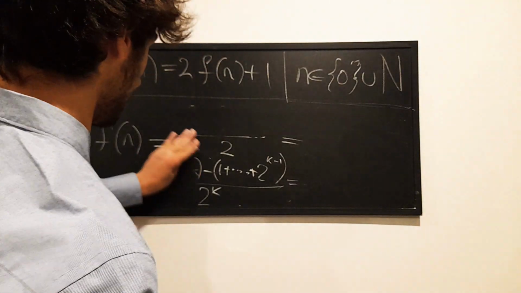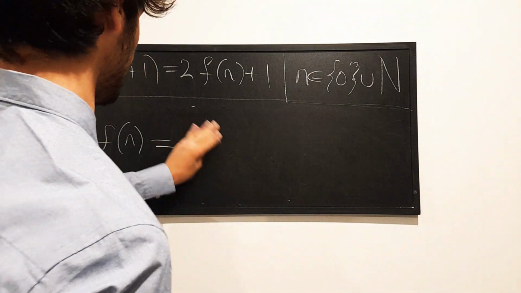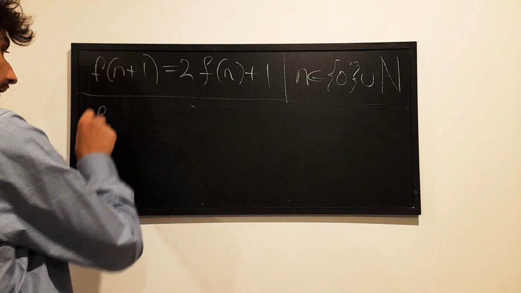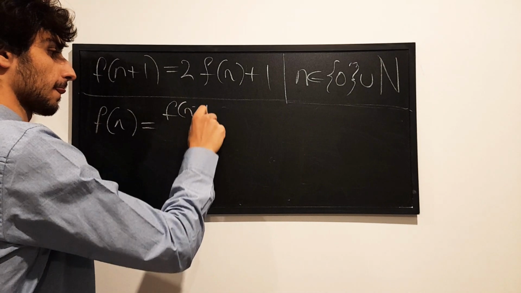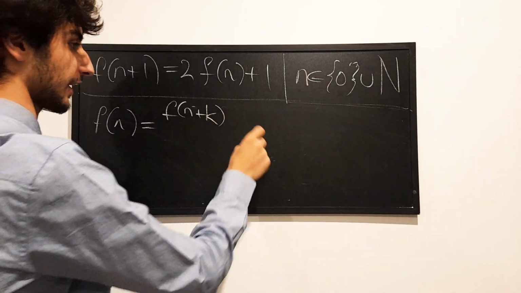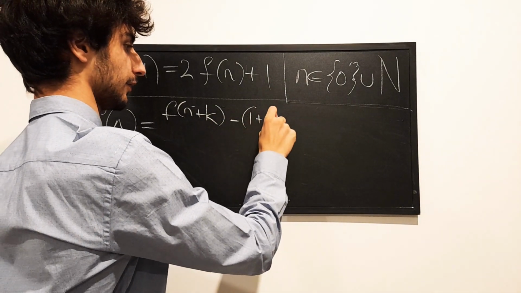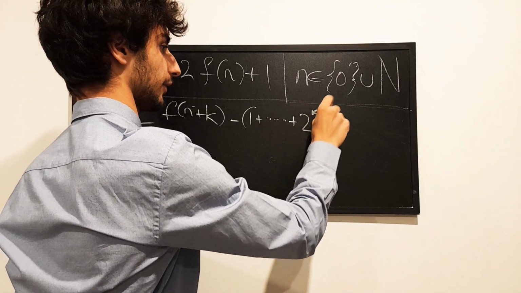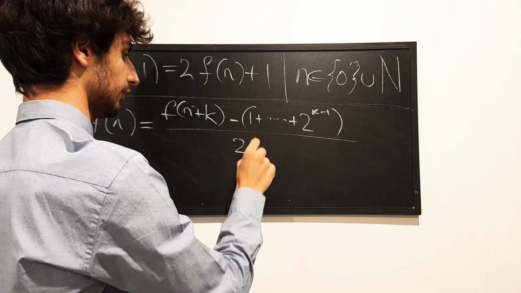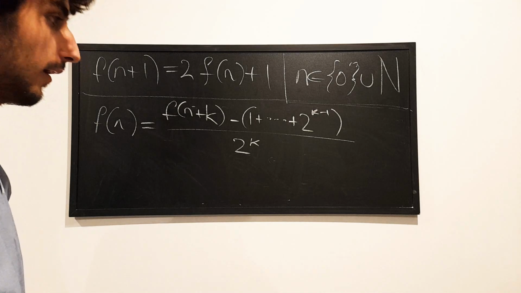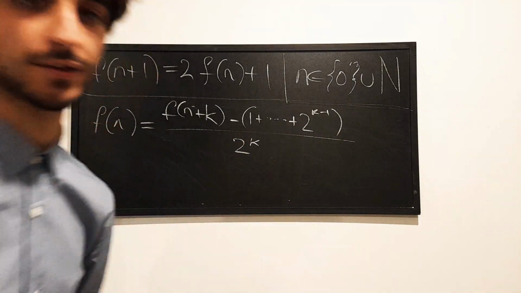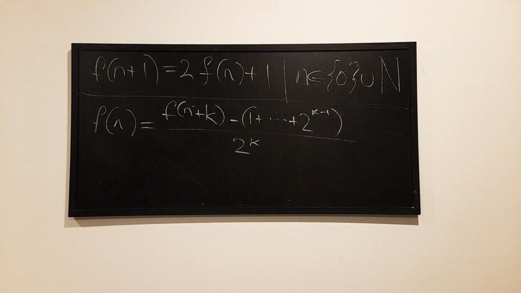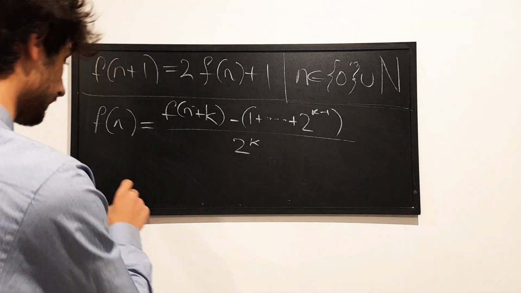Okay, so let's now put this up over here like so, and let's actually work with this. F of n plus k is 1 plus 2 plus up to 2 to the power of k minus 1, over 2 to the power of k. Okay, so is there a closed form for this particular series? Yes, there is. How much time do I have? I have 4 minutes. Whew.